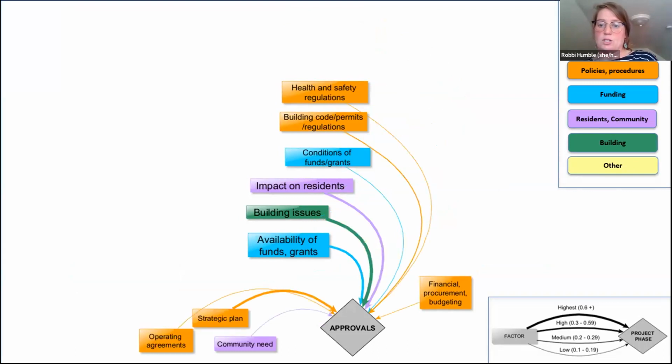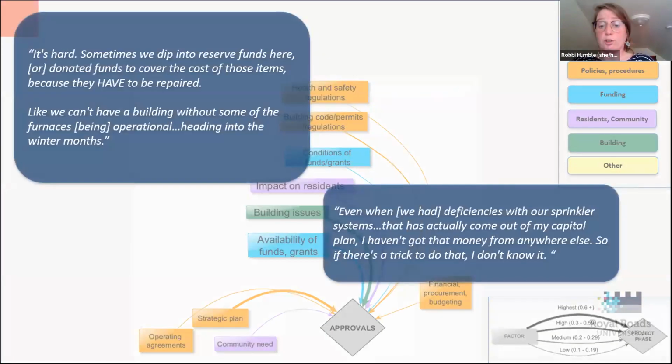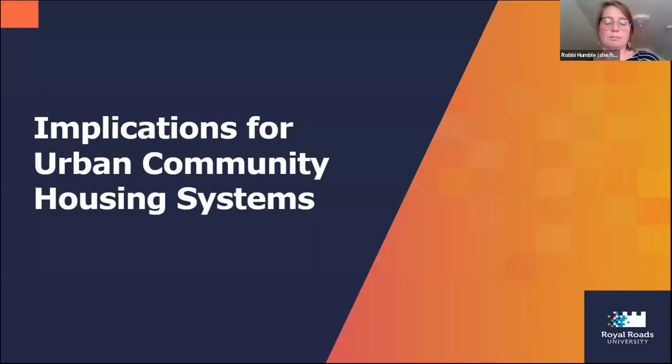And then the approval stage. So building issues was again the most influential, followed by the availability of funding and the impact on residents. Here was a quote from a participant, not a great quote, a terrible quote, but it's hard: Sometimes we dip into reserve funds here or donated funds to cover the cost of the items because they have to be repaired. We can't have a building without some of the furnaces being operational heading into the winter months, right? So that impact on residents and the condition of the building is really what's driving how these issues are being moved forward.